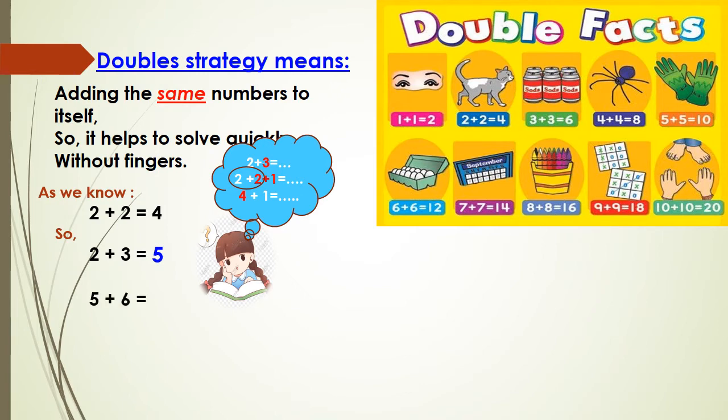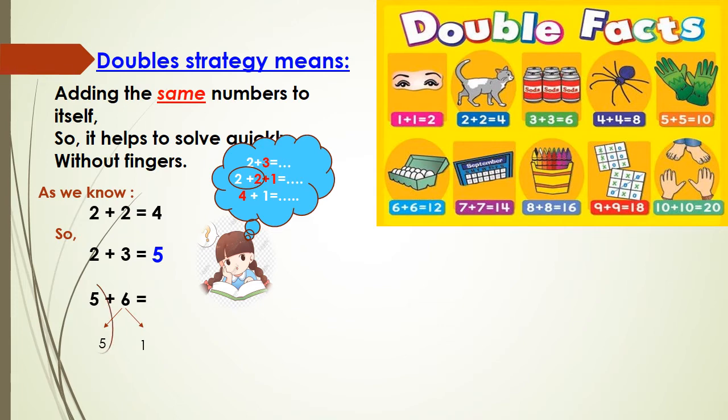The next example, 5 plus 6. We want to solve 5 plus 6 using doubles strategy. You may say 5 plus 6 equals 11. Yeah, I know. But I want to calculate it using double facts to help me calculate faster. First, you have to ask yourself, 5 needs what to be double? 5 needs another 5 to be double. So we have to break down 6 into two numbers added together, which are 5 and 1.